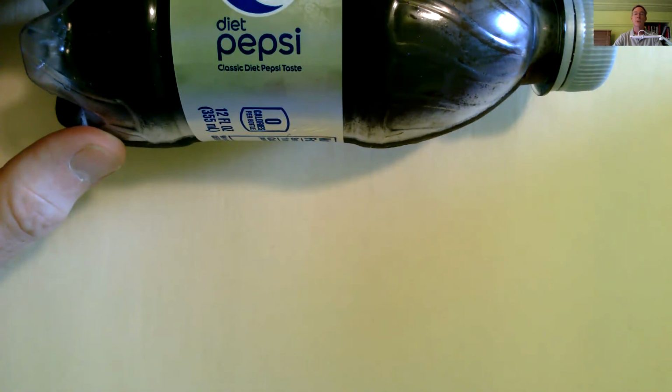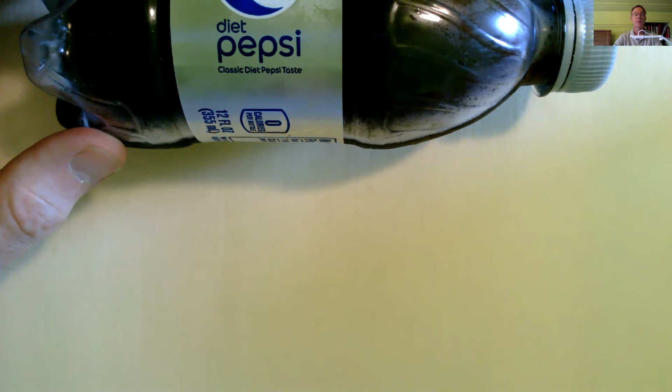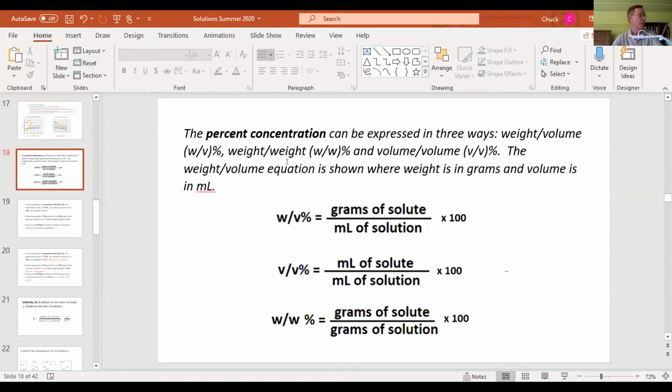What we'd like to do in chemistry is look at some other ways of talking about concentration, besides just an intuitive way. And the way we're going to do that is we'll start out with some percent formulas. Now, I've got 3 of them here, but I'm just going to concentrate on the first one to begin with.